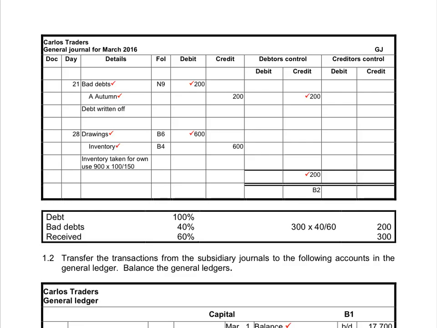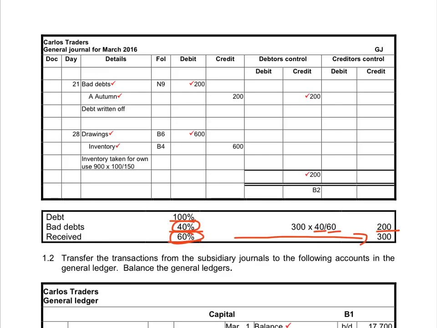If he paid his total debt, he would pay 100%. The bad debts is 40% of his total debt, because we will only receive 60%. They told us that the money that we receive is 300, and that equals the 60%. So if I want to calculate the bad debts, the one that I want, 40, divided by the one that I know, 60, times the 300, and that will give me 200 Rand.